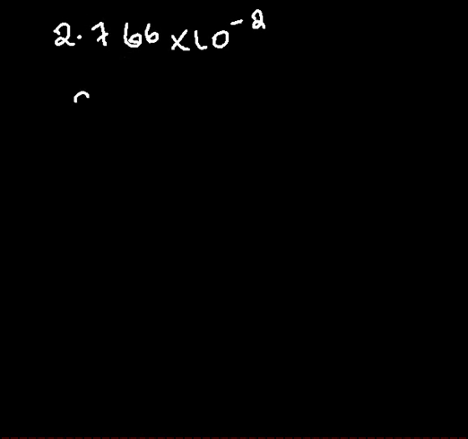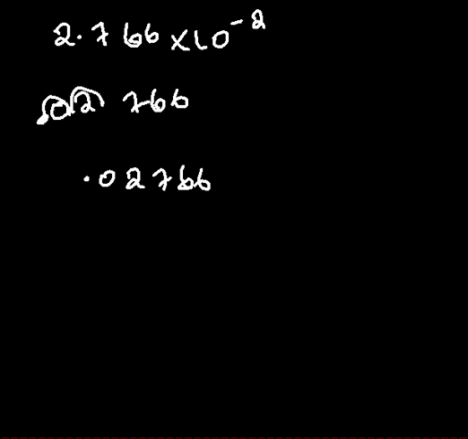So let's represent this number. We have it as 2.766. Since the power is negative 2, we have to displace the decimal point 2 steps towards this direction. So we'll have 1, and we'll have 2, and the decimal point will be placed there. Therefore, we'll have 0.02766. So that's how you can have it in normal notation.